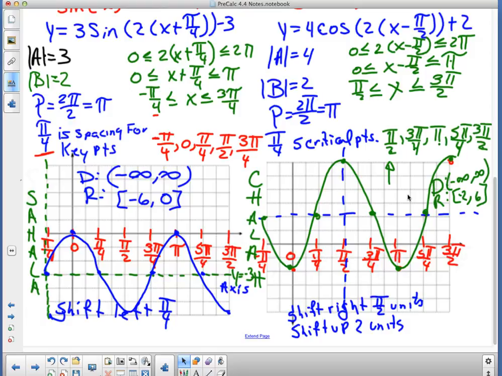Then we were supposed to find the range and graph each of the following. We got our amplitude, we got our phase shift, we got everything else. So that's what we've got. And now we've got example 10, A, B, and C. So let's look at those.